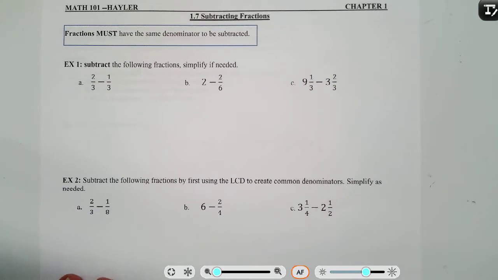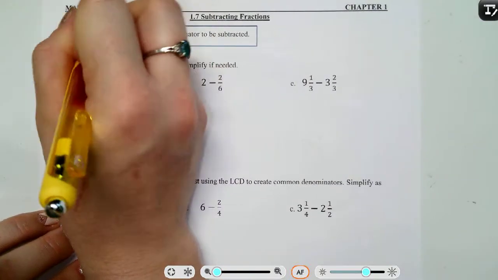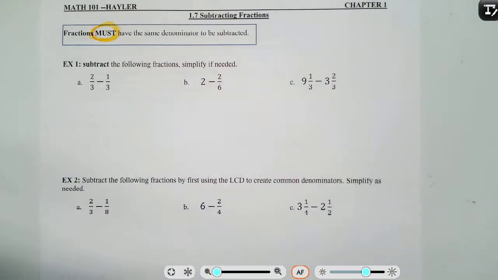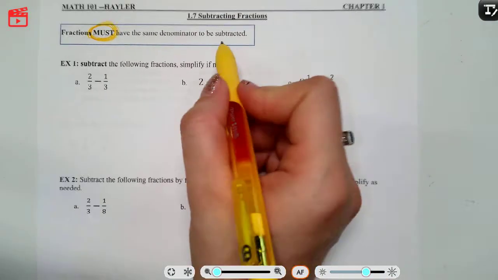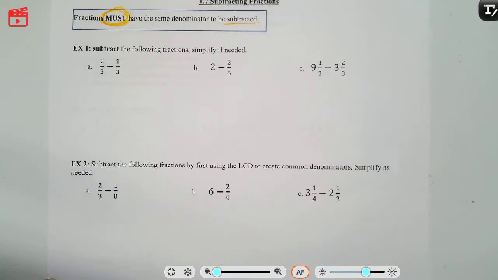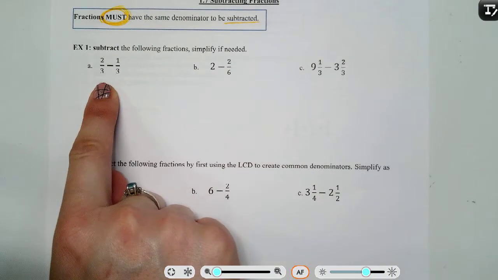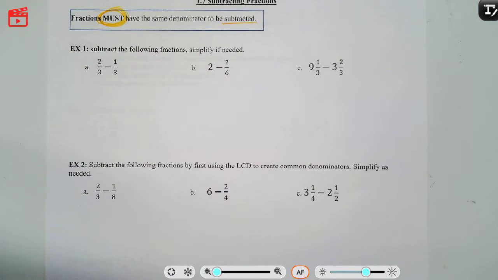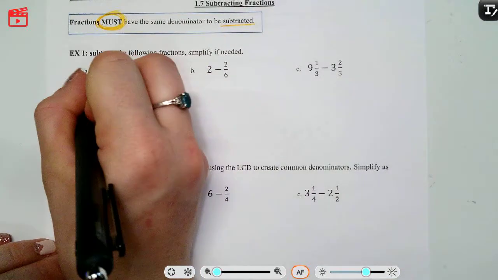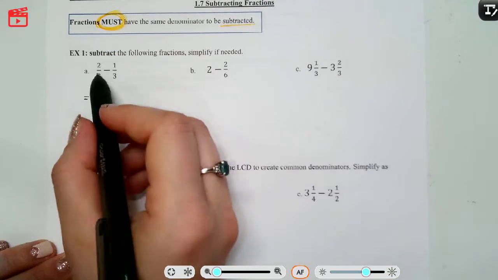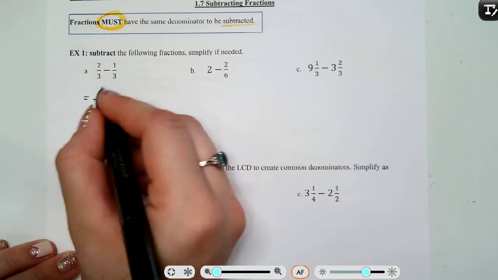1.7. All right, so instead of adding, we are subtracting. So subtracting fractions must, once again, here is that little must. So I'll go ahead and furiously circle that for a little bit. Fractions must have the same denominator to be subtracted. Okay? So, let's check. Do these have the same denominator? Yes, they do, so we can subtract them. So we'll keep the denominator, which is a 3, and subtract across. 2 minus 1 is 1.